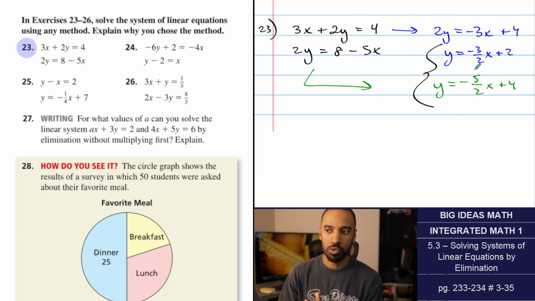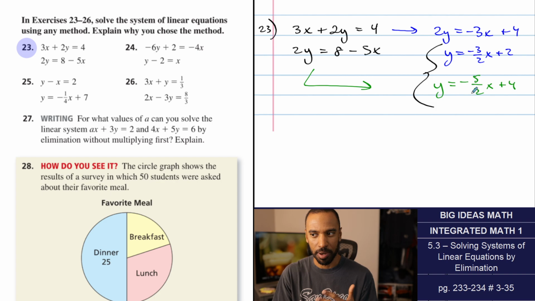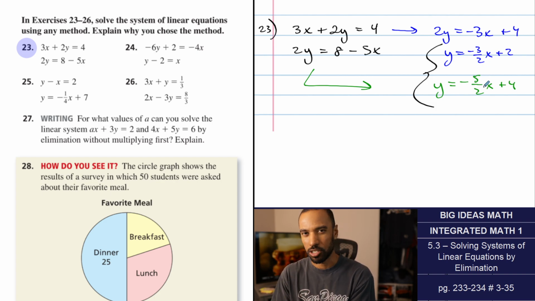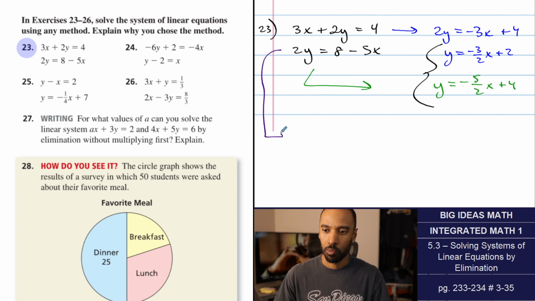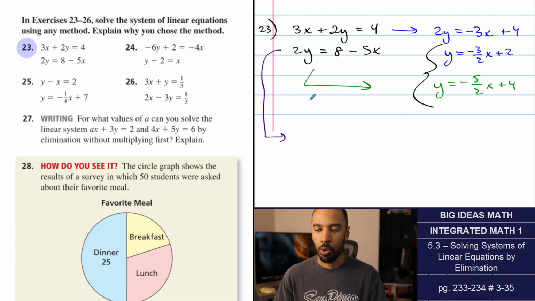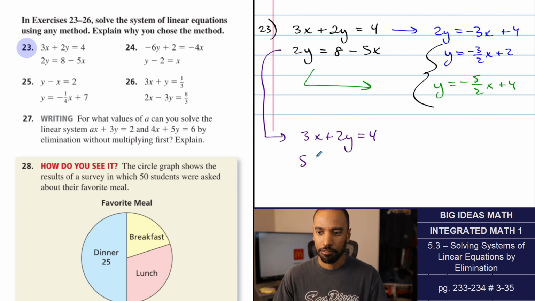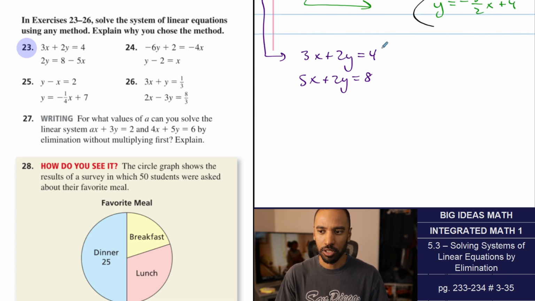I don't want to use substitution, though, for the very sake, like I stated, getting a variable by itself will lead to fractions. And I don't want fractions in my algebraic equations. But how will elimination work? And we'll do graphing afterward. How will elimination work? That's probably my preferred, really. But I got 3x plus 2y equals 4 here. And if I add 5x over, I get 5x plus 2y equals 8. See, my two y's are primed for elimination here.